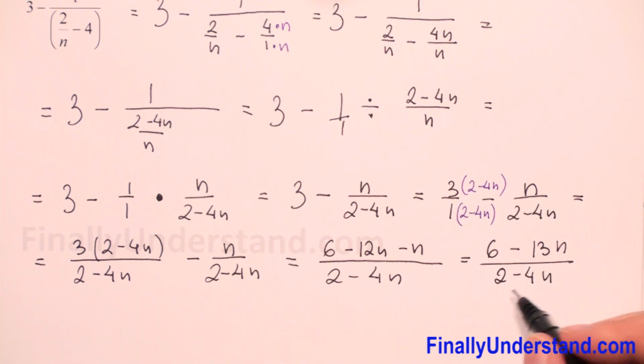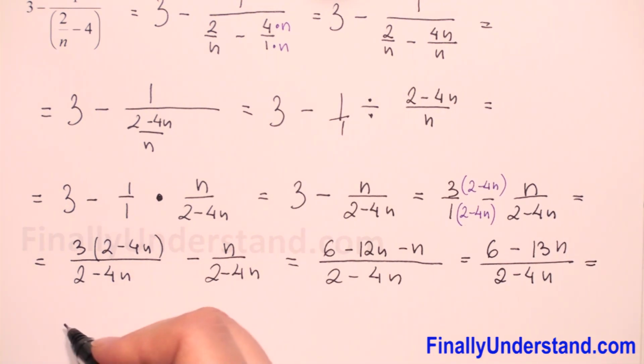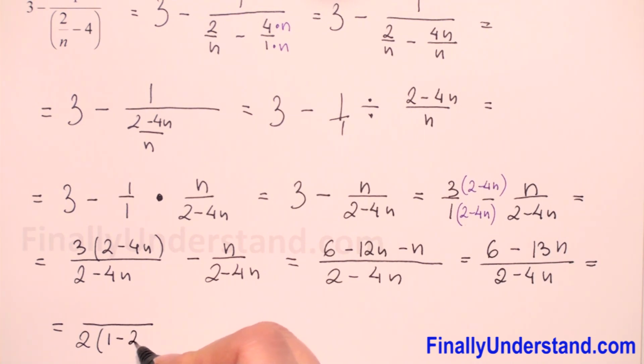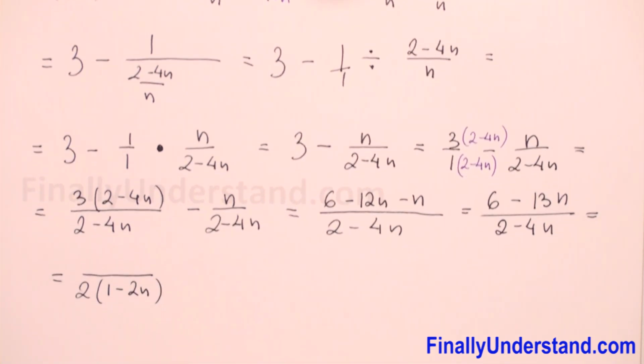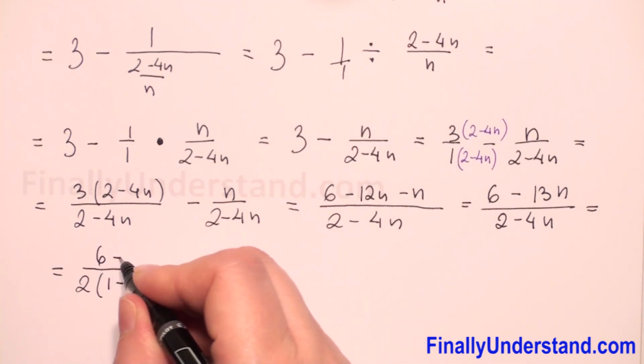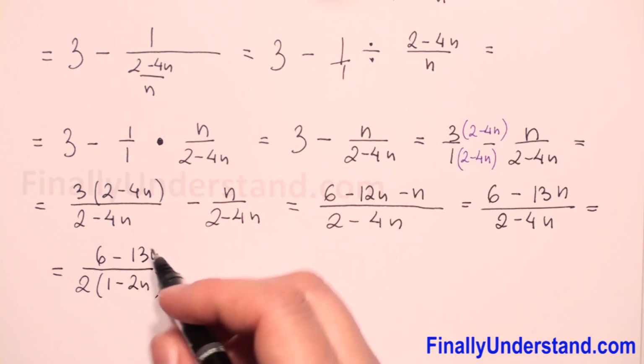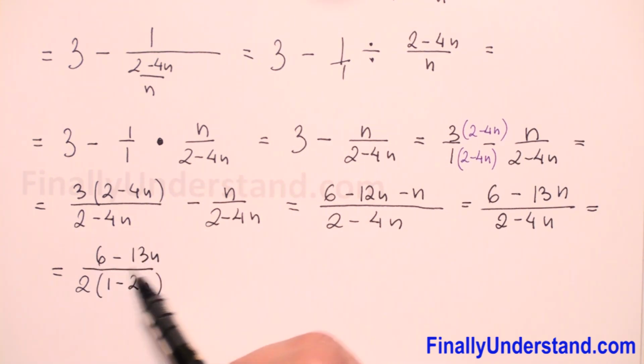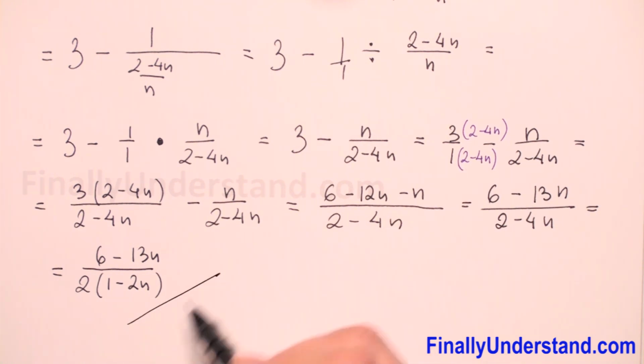What we can do, we can factorize 2 in the denominator. So we will have 2 times 1 minus 2n, and the numerator is 6 minus 13n. We cannot factorize anything in the numerator, so we cannot reduce anything here. This is my solution.